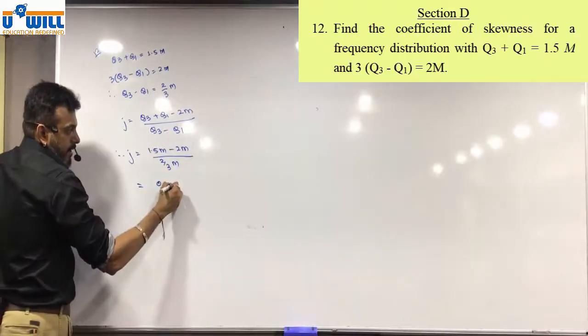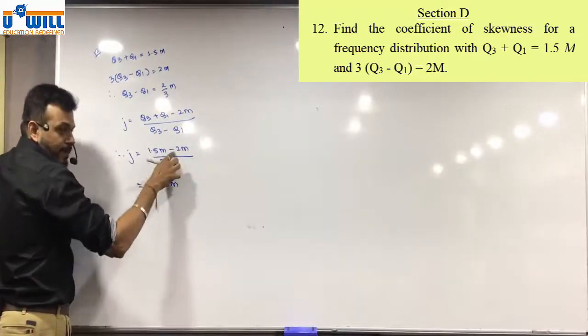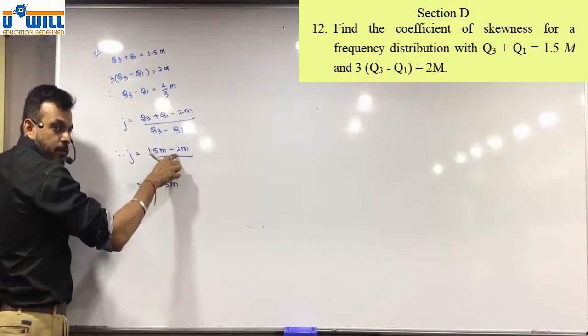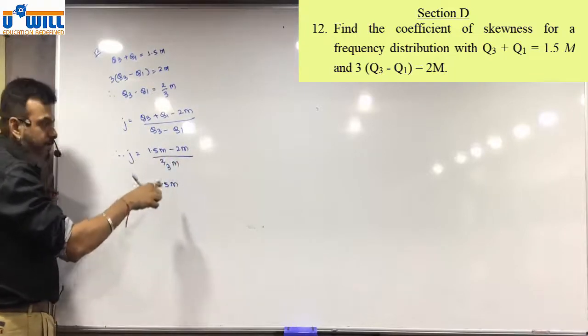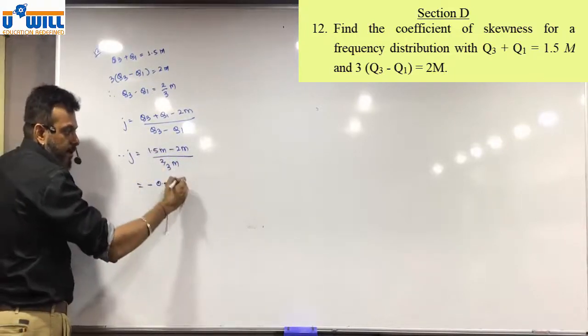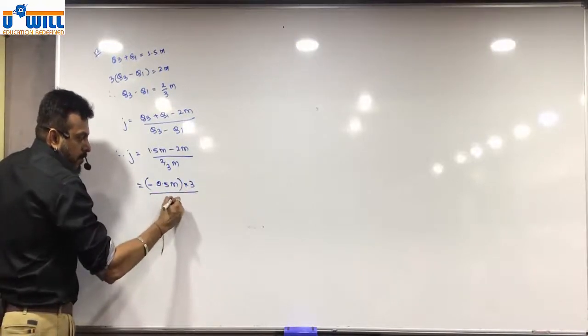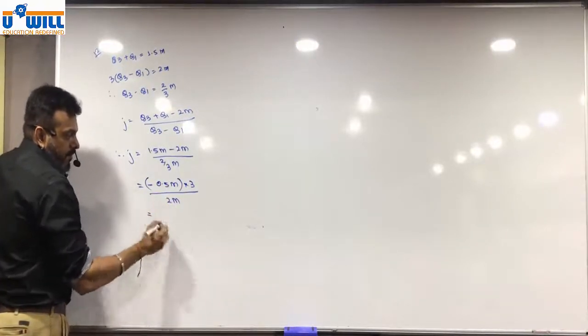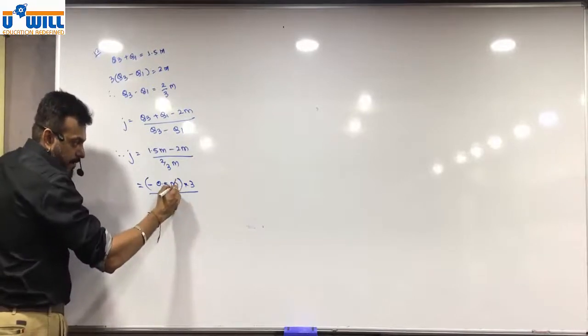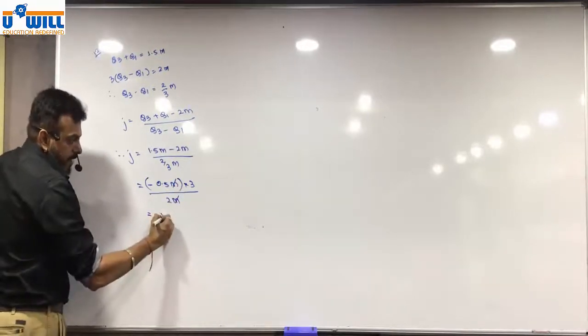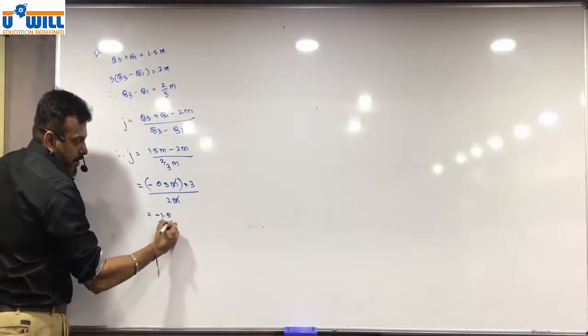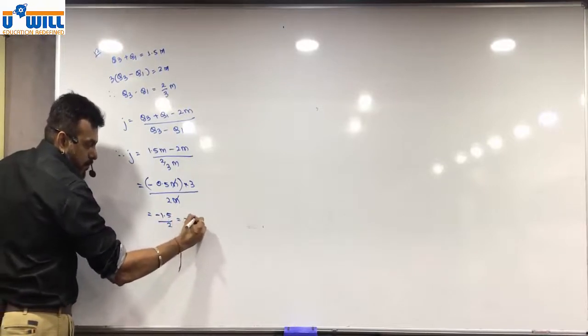0.5 minus 0.5 m. 1.5 minus 2 is minus 0.5. ये 3 ऊपर आ जाएगा. So into 3 upon 2 m, m cancel. So it is minus 1.5 upon 2, which is minus 0.7.